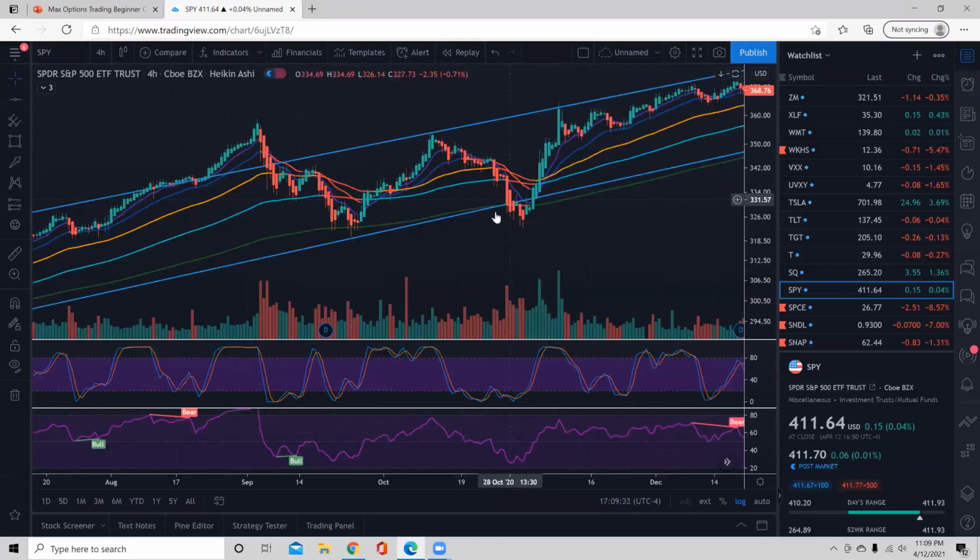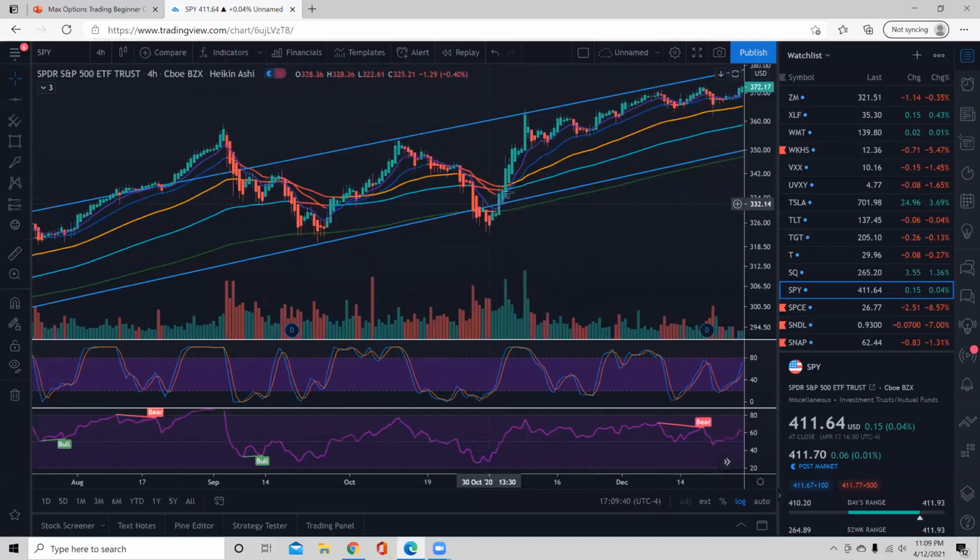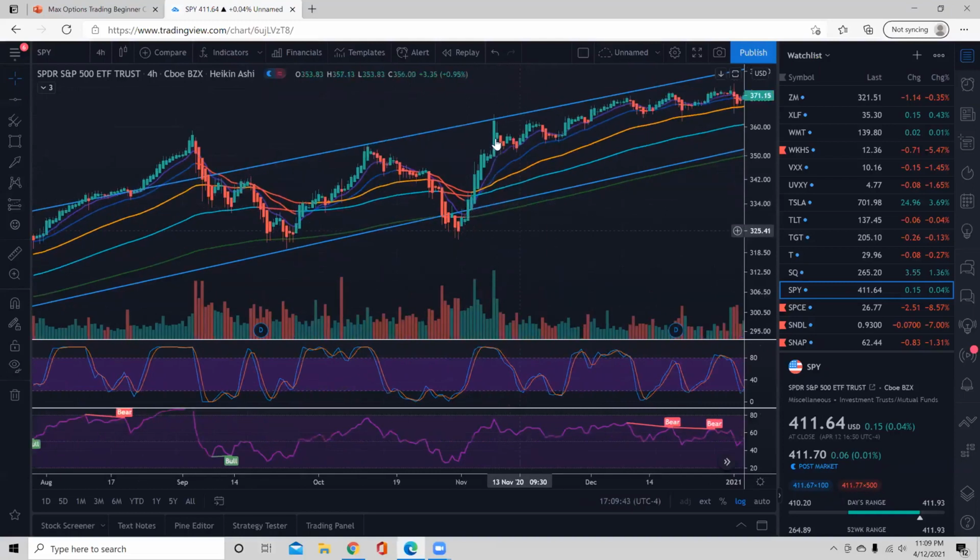I played this double bottom very heavily on the S&P 500 once it broke back into my trend line. Right here, I entered about 330. I think I cashed out at like 358. Yeah, it was this big green candle. It was a fantastic trade.